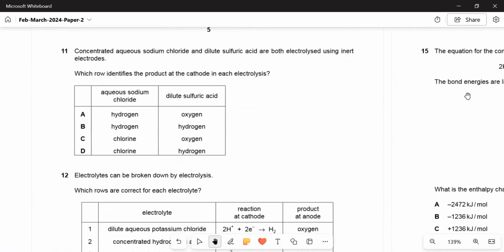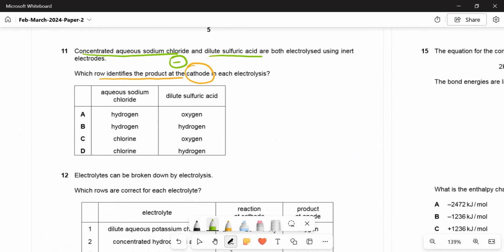Now we have question number 11. Concentrated aqueous sodium chloride and dilute sulfuric acid are both electrolyzed using inert electrodes. Which row identifies the product at the cathode in each electrolysis? Now we have to find out the product at the cathode. The cathode is negatively charged. Let's see, we have concentrated sodium chloride and we have dilute sulfuric acid.